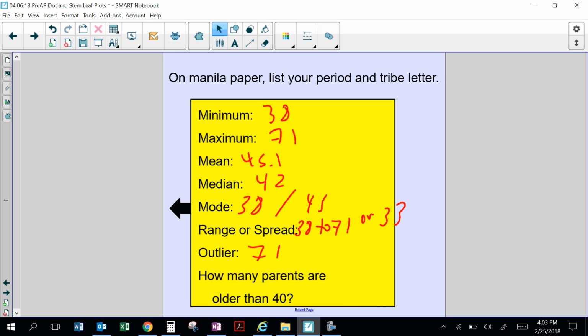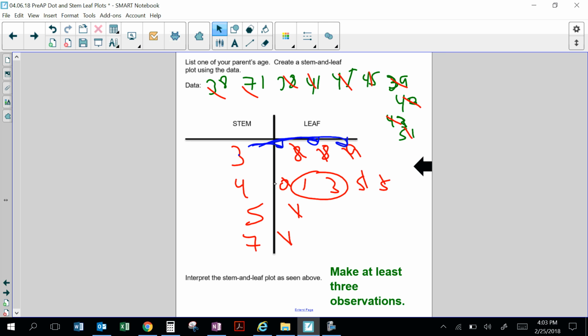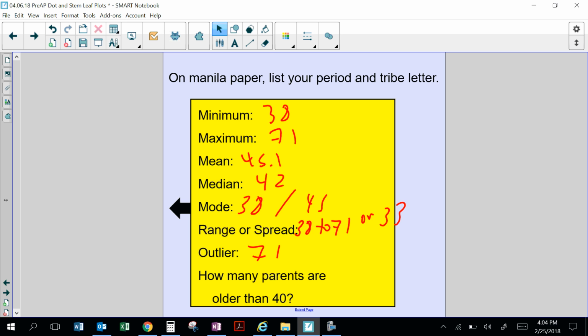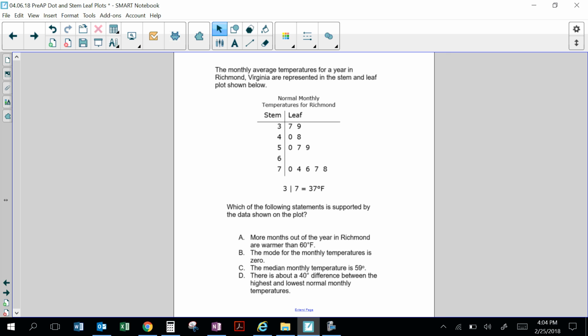And how many parents are older than 40? Oh, can 40 be part of the age? No, it has to be older. 1, 2, 3, 4, 5, 6. Another way to ask is how many parents are greater than 40, more than 40.